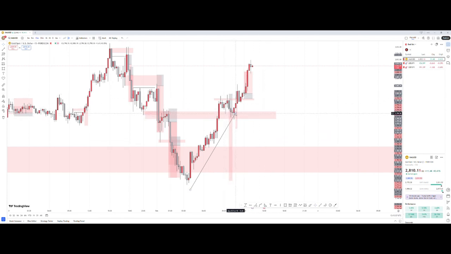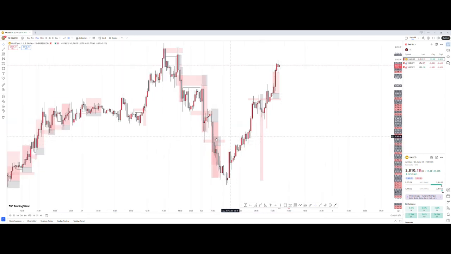So this was why we hit SL on gold, because we didn't follow the directional bias in the higher time frame and then the entry time frame. That was why we hit SL on gold. I hope you understand that.